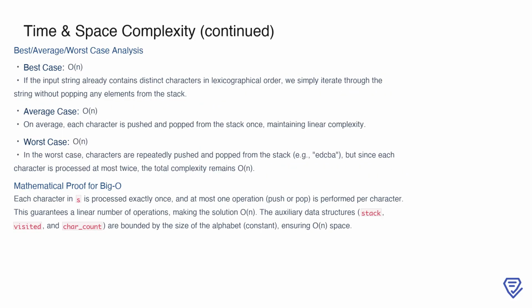Analyzing the best, average, and worst cases, we find that the time complexity remains n across all scenarios. In the best case, such as when the input string already contains distinct characters in lexicographical order, we simply iterate through the string without needing to pop any elements from the stack. In the average case, each character is pushed and popped from the stack at most once, maintaining linear complexity. Even in the worst case, like with a reverse-ordered string such as ECBA, where characters are pushed and popped frequently, each character is still processed no more than twice. This ensures the overall complexity remains n.